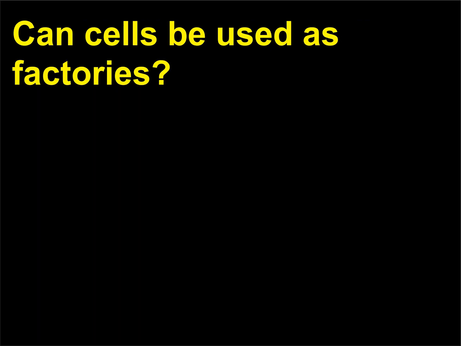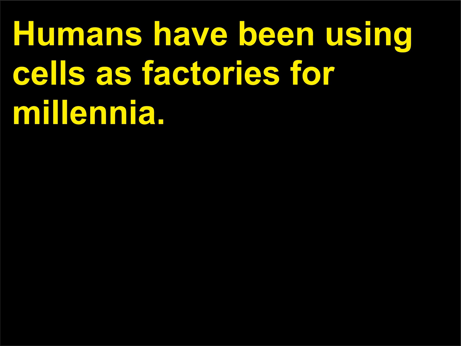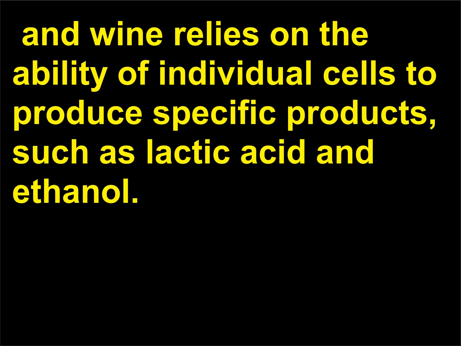Can cells be used as factories? Humans have been using cells as factories for millennia. The production of cheese, yogurt, beer, and wine relies on the ability of individual cells to produce specific products, such as lactic acid and ethanol.